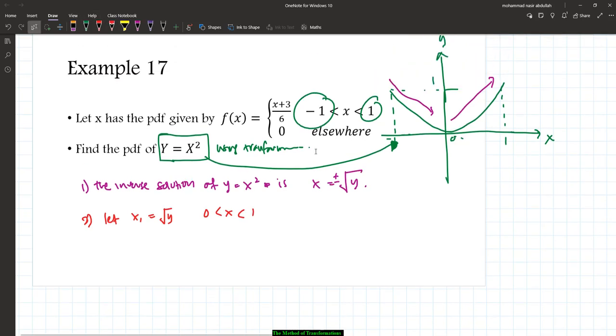Bila kita, the value of x is positive, so the range is from 0 to 1, right? When x2 is equal to negative square root of y, the range is between -1 and 0. So -1 and 0. This is not 0 lah. Betul kan? So if you look at the range of x kan?